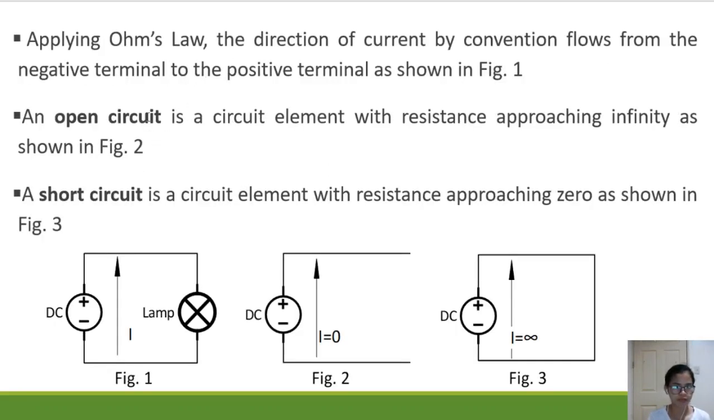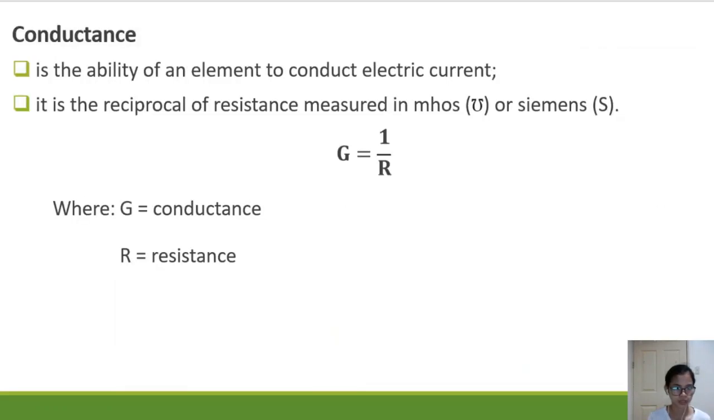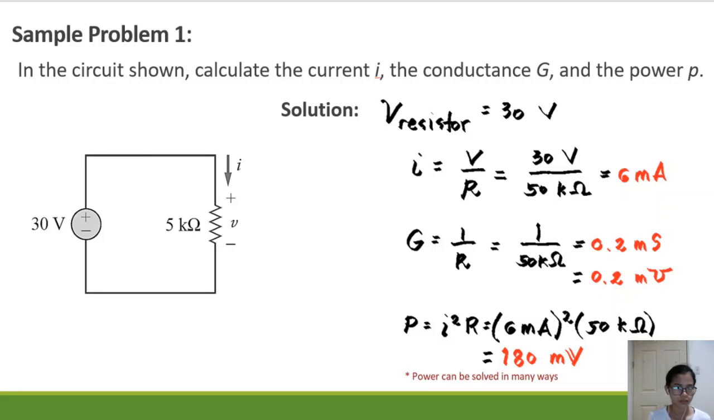Applying Ohm's law, we have the direction of current by convention, because there is another direction of current which I will not be discussing anymore, but only this one. Conventional flow of current flows from the negative terminal to the positive terminal as shown in figure 1. This is an open circuit, which means the resistance here approaches infinity, and this is a short circuit where the resistance here approaches 0. And again, we will just discuss the basics since this is just basic electrical engineering. Conductance, I will skip that. This problem is just direct substitution.